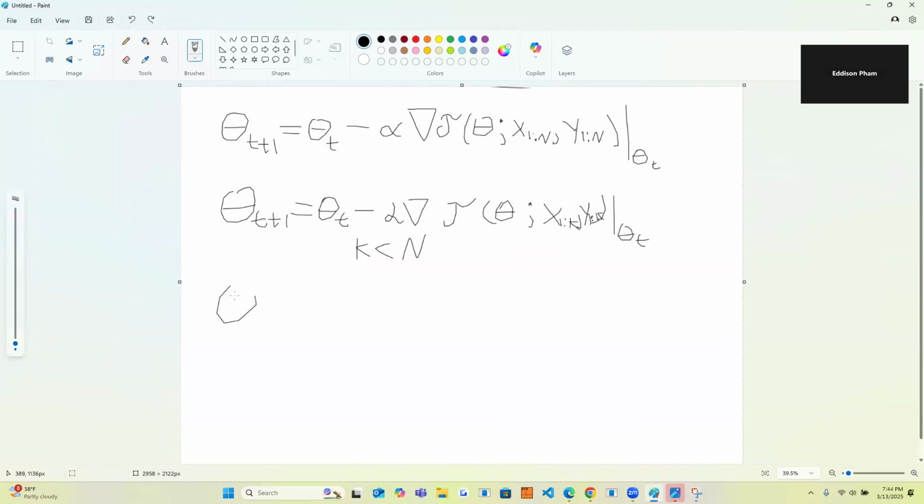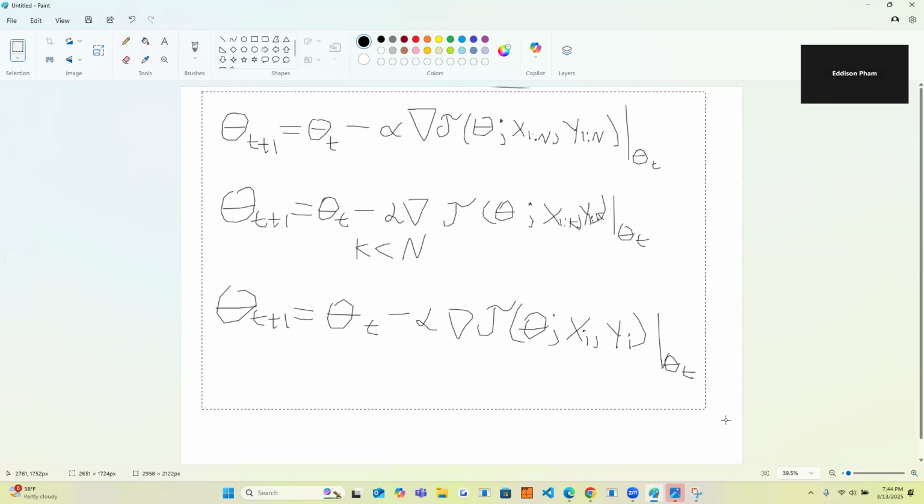And finally, for stochastic gradient descent, it's literally the same thing. Except what goes here instead? Does anyone know what goes into these slots? Yep, xi and yi, because we're just sampling one point for it.